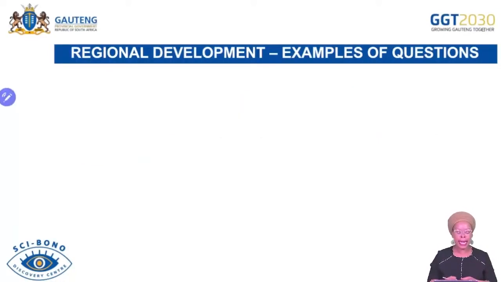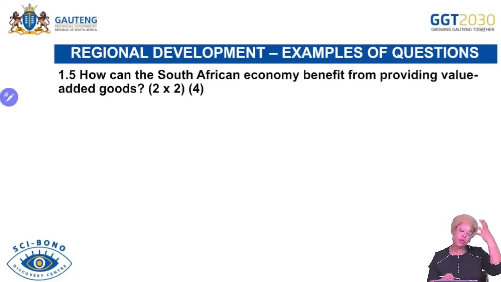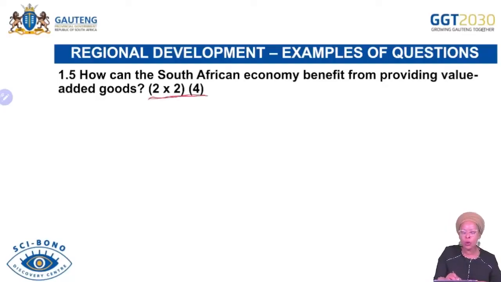Let's look at that question that requires you to be creative. How can the South African economy benefit from providing value-added goods? Mark allocation is important. Always answer according to the mark allocation.